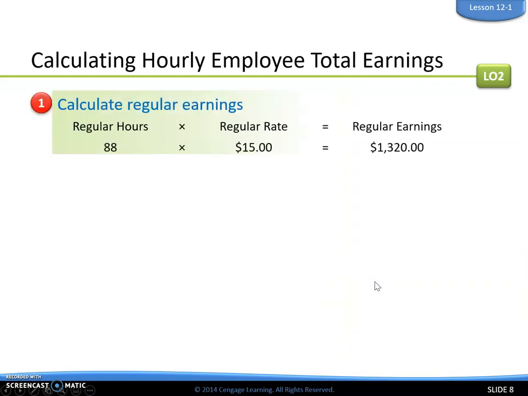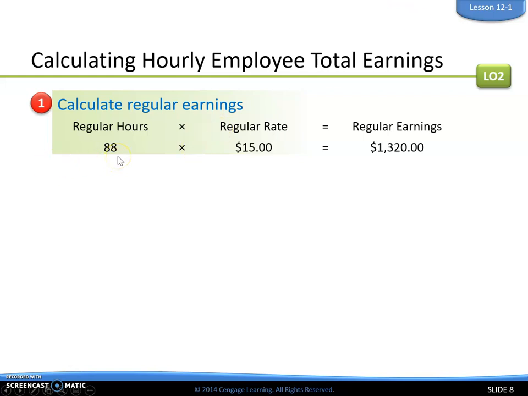Okay, now we're going to look at how we're going to calculate our regular earnings and our overtime earnings. So this person worked 88 regular hours. A regular work week is going to be 40 hours. Anything over those 40 hours, we're going to get paid overtime, or we're going to have to pay our employees overtime. Now, this 88 is more than 40 hours.